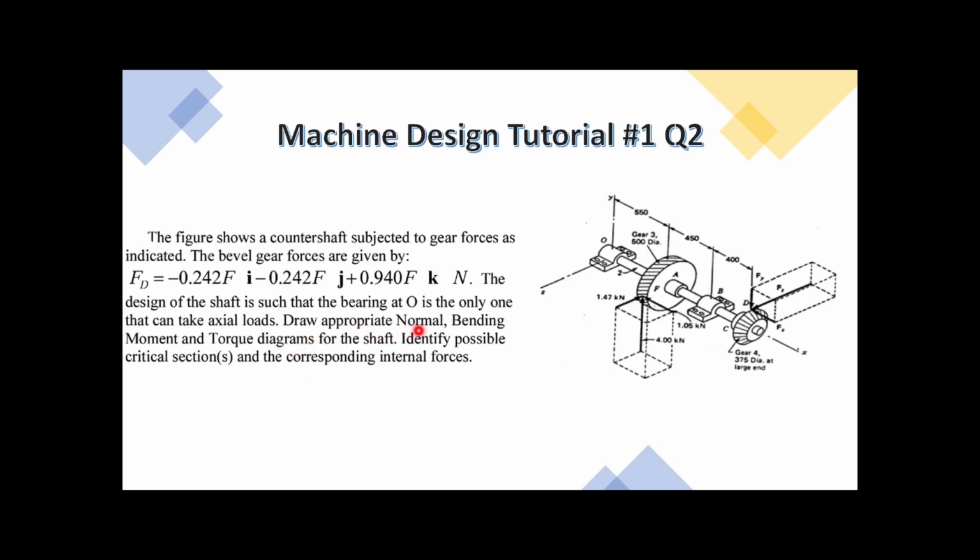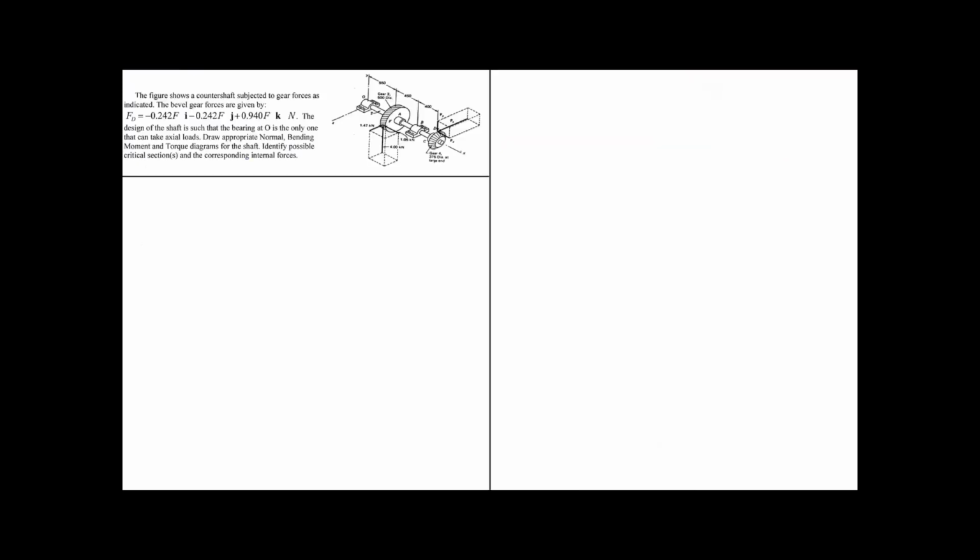We are asked to draw appropriate normal, bending moment and torque diagrams for the shaft and also to identify the possible critical section and the corresponding internal forces. So let's start with the free body diagram. So draw free body diagram.